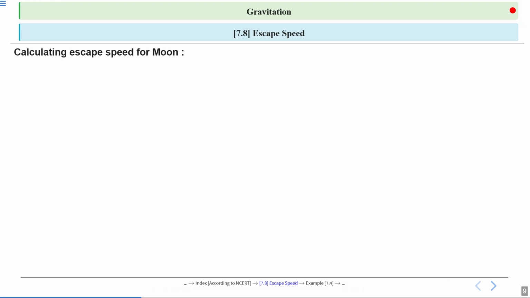Now, we are going to calculate the escape speed for the moon. So first, we have the radius of the moon, which is 1.74 into 10 raised to the power 6 meters. Next, we have the gravitational acceleration on the moon, which is 1.6 meter per second squared. This is much less than Earth's gravity, which is why the moon's escape speed is lower.